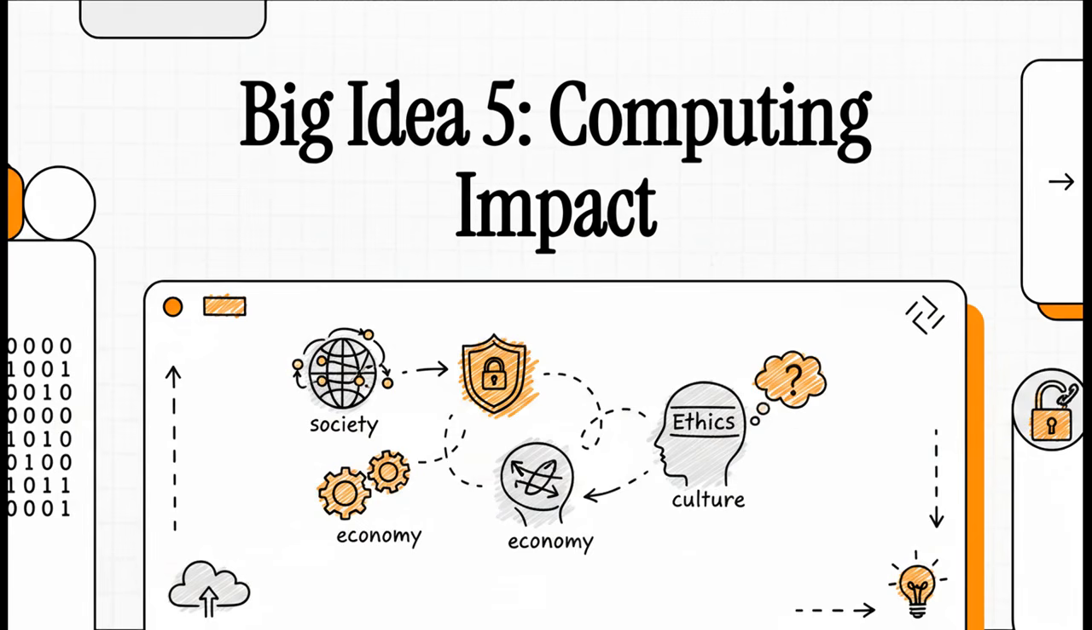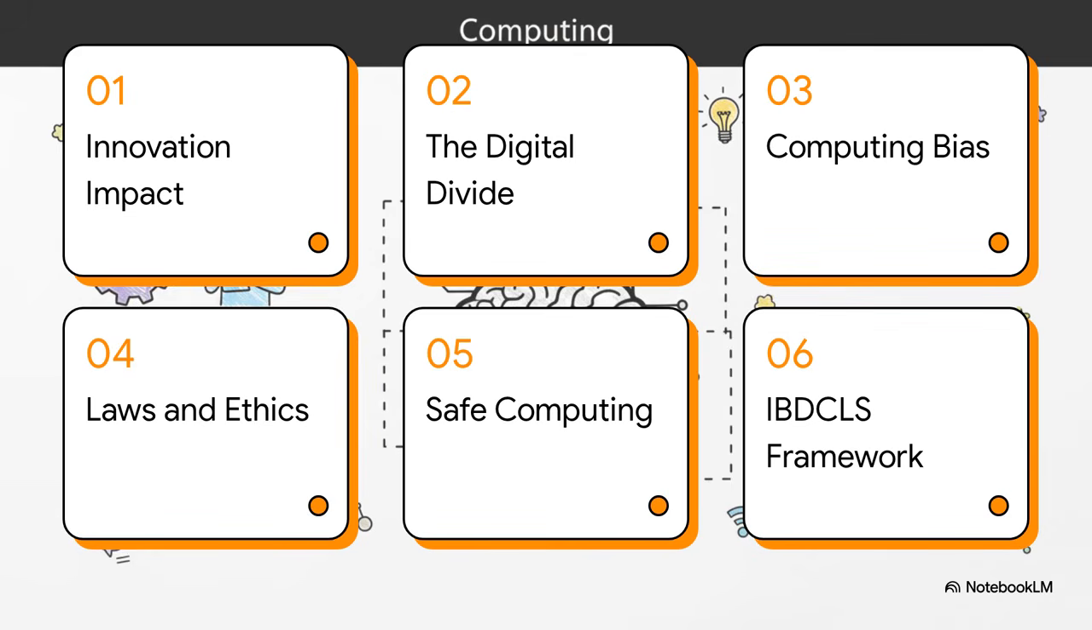Let's get into it. Okay, so here is our agenda. We are taking this giant concept of computing impacts and breaking it down into 6 highly focused, highly testable sections: the innovation impact, the digital divide, computing bias, laws and ethics, safe computing, and finally a super simple memory framework to tie the whole shebang together.